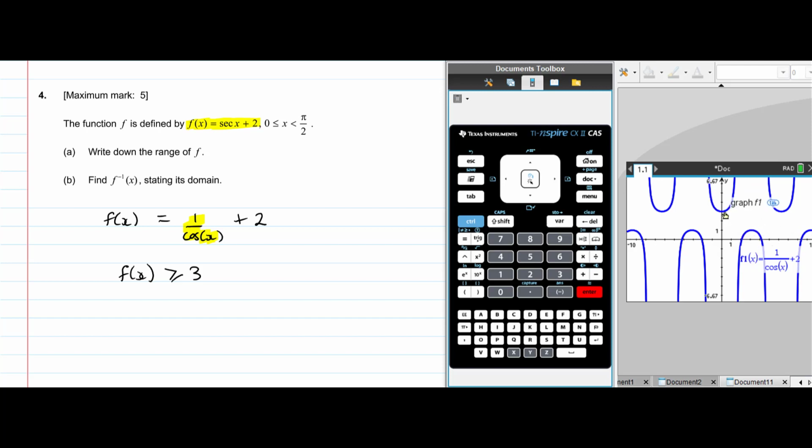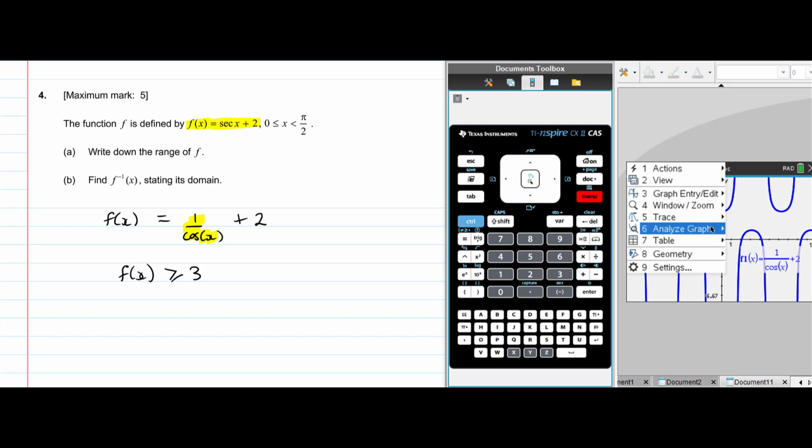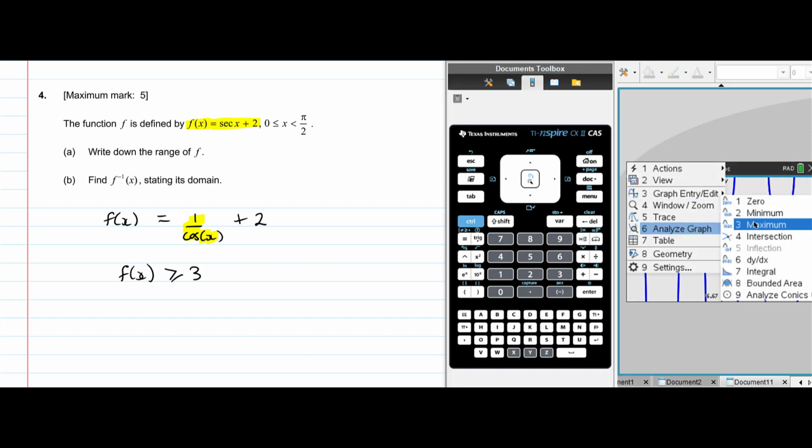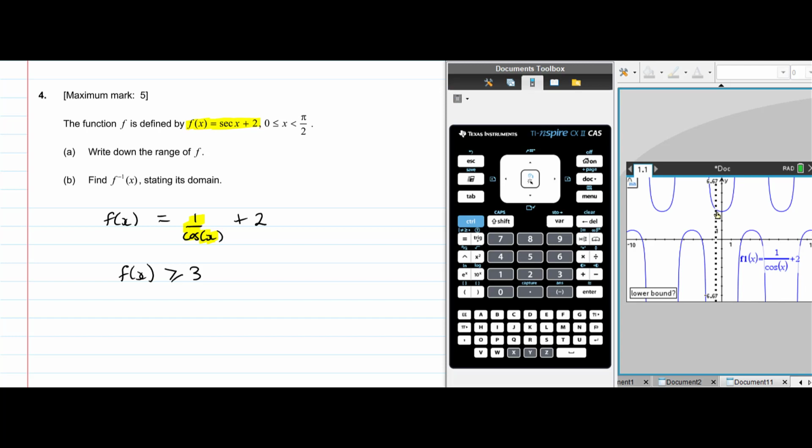And we can just check that our lowest value here is in fact 3. So if we just go to menu, we can analyze the graph, find the minimum. So it looks like it's about 3, and yeah, so when x is 0, our function is equal to 3, and that's just going to tend up toward infinity. Okay, so you can also graph the function if you want to have a sort of clearer idea of what is going on. And that is question part 4a.